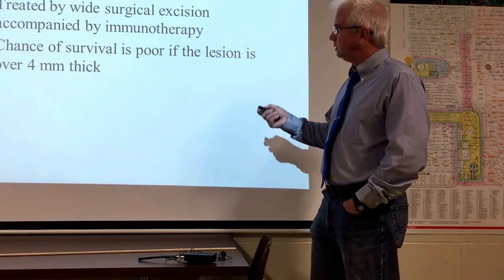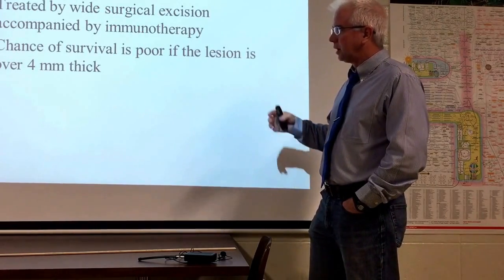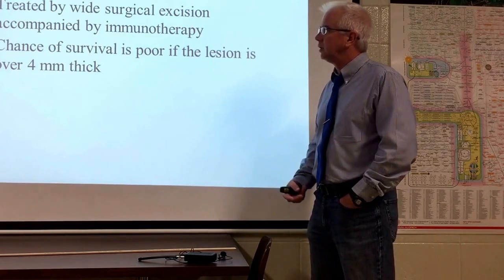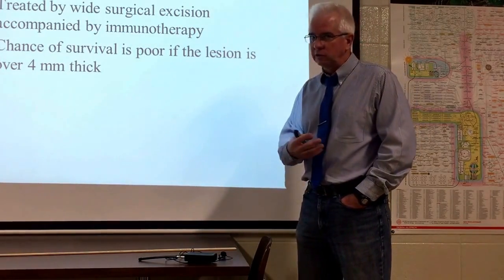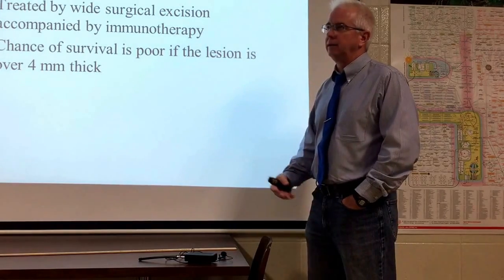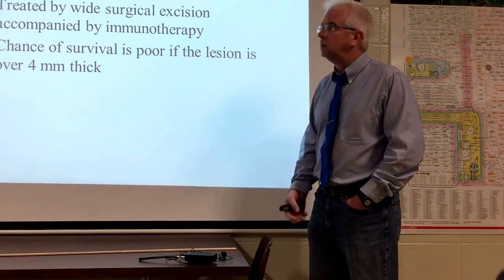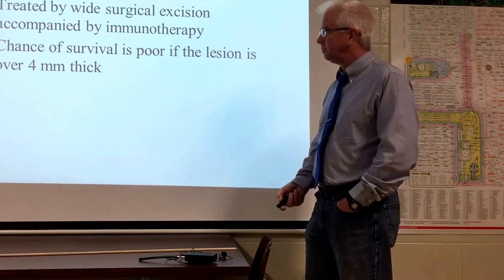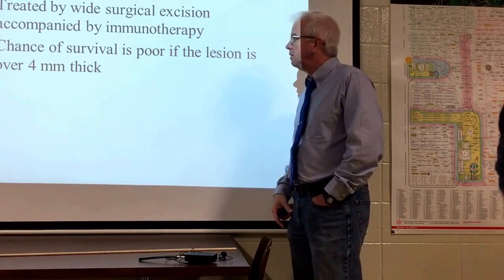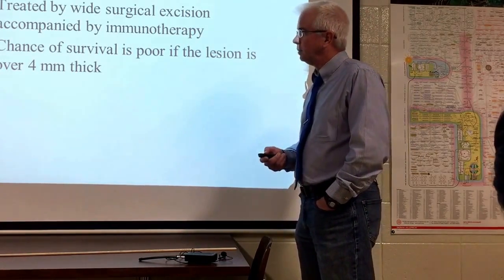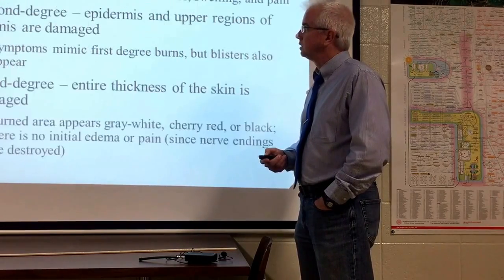Okay, so these things are treated normally by cutting not only whatever the melanoma is off the skin, but also removing a large portion of the skin around the melanoma. And the section is normally a deep section in order to try to get all of it. But look, the chance of survival is very poor if the lesion is more than 4 millimeters thick. These are very dangerous skin cancers.